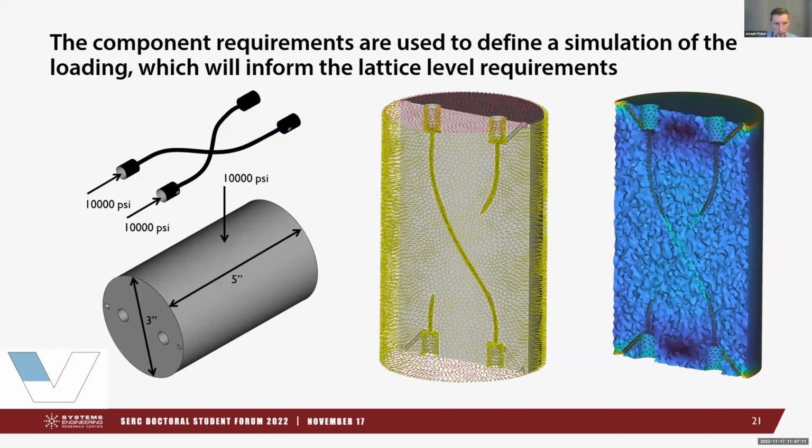So we use the component requirements. We have pressure, as you can see on the left, applied to the outside surface. And then there's also these 2 interesting little interwoven fluid channels that pass through it. Those are pressurized also. So we use those to define a finite element analysis simulation, which we then use to define what we call the lattice level or the localized requirements.